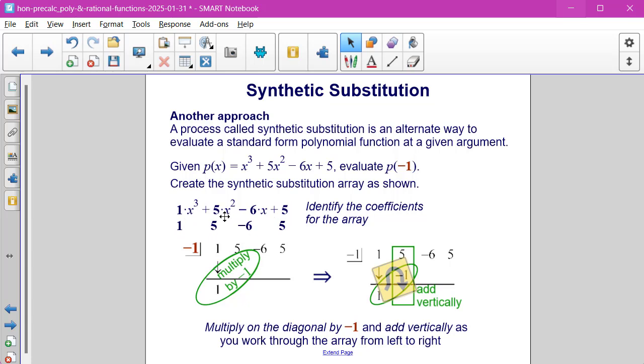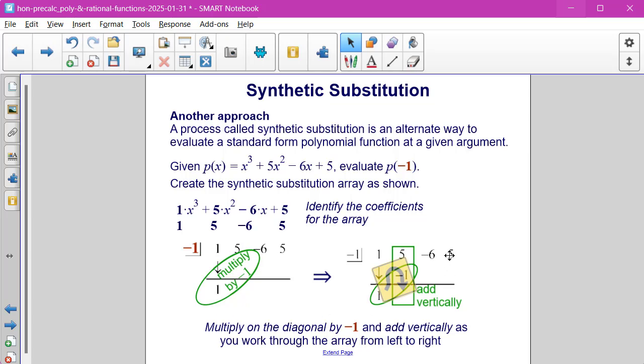We take all of the original coefficients and constants of the polynomial and we write them without any variables next to them, all in a row. We also take the x value that we are using to evaluate the function and we place it in a box. We bring the first coefficient down, and then we multiply -1 times that coefficient that we brought down, and that's going to be -1, and then we're going to add vertically.